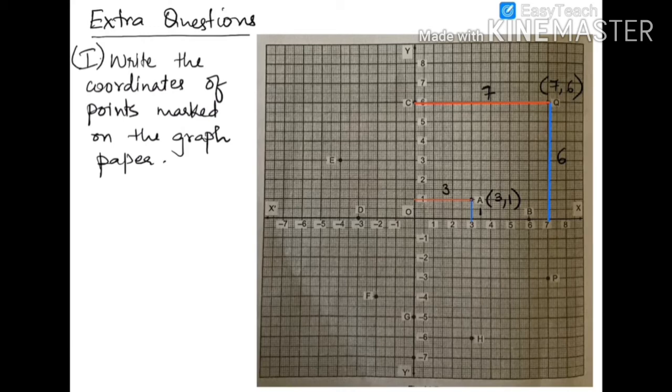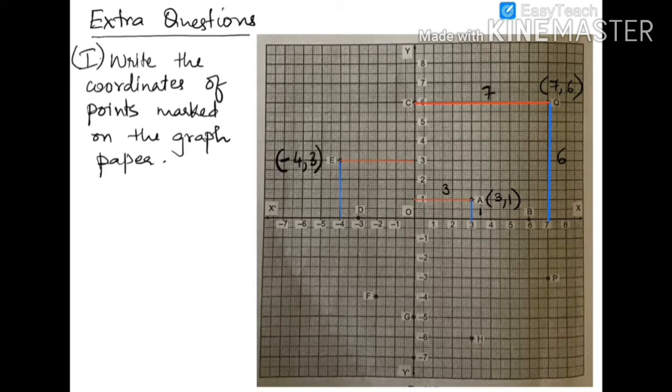Let's move to the second quadrant. Perpendicular distance of E from the y-axis is -4 and its perpendicular distance from the x-axis is 3 units. So the coordinates of point E will be -4, 3.